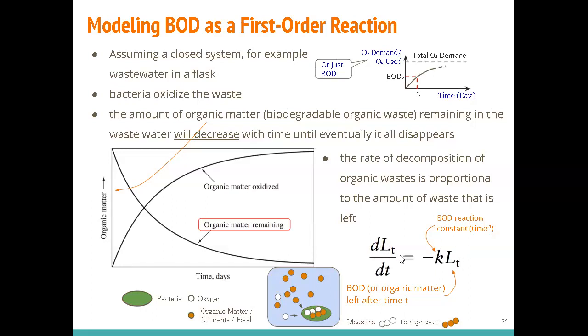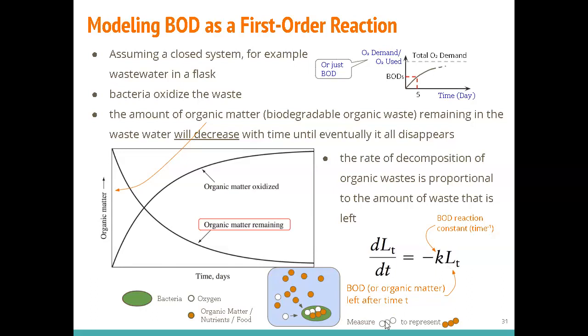So LT here is the BOD, or organic matter left. It's in the unit, again, it's in the unit of dissolved oxygen in here, but it's representing the amount of organic matter. I cannot stress this enough, okay? We have the unit for dissolved oxygen, but it's representing the amount of organic matter, the brown dots.